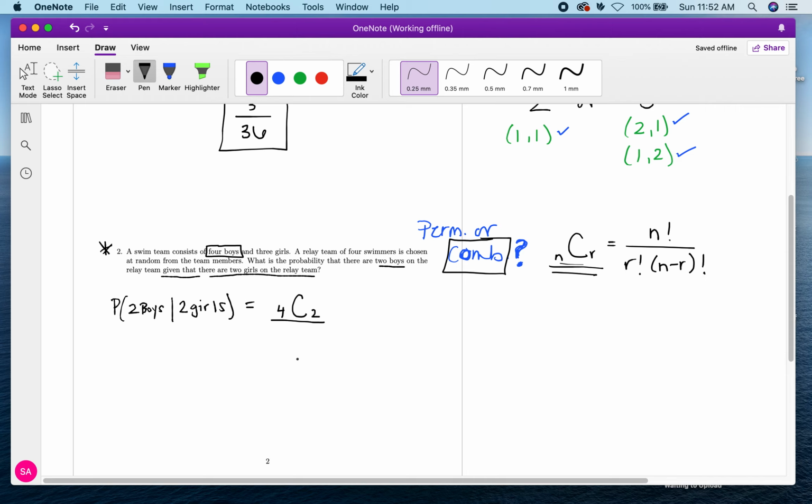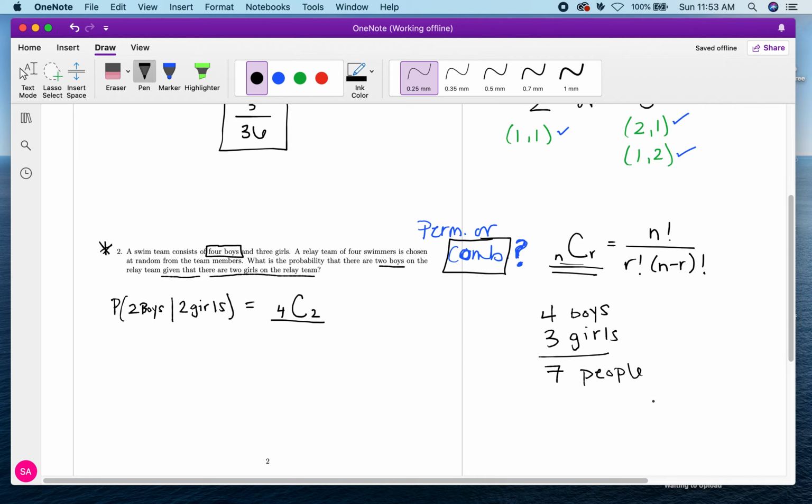But then on the bottom, we need the total number of options we have. And this is where we need to think a little bit deeper. So how many total people are on this team? There's 4 boys and there's 3 girls. So there's 7 total people on this team.